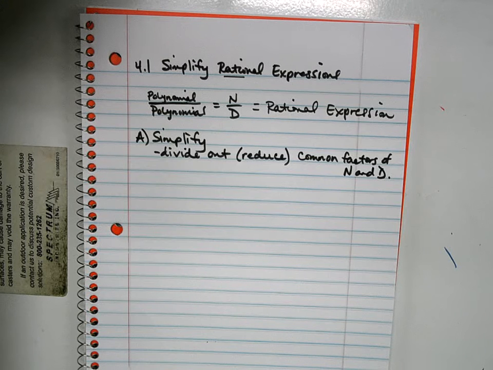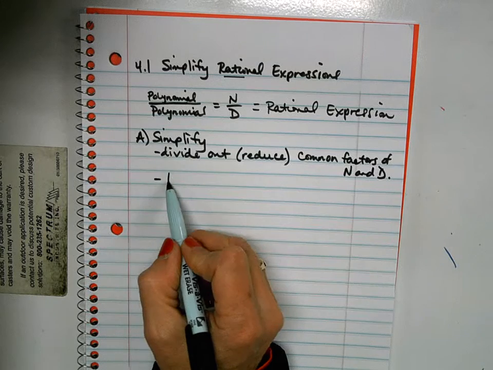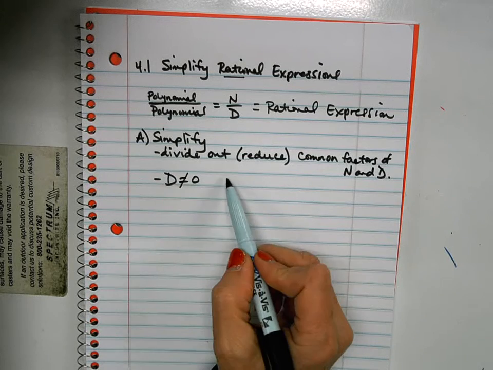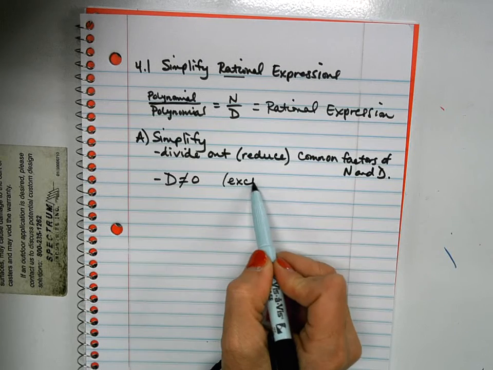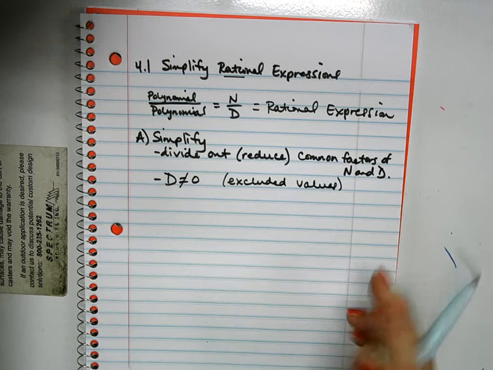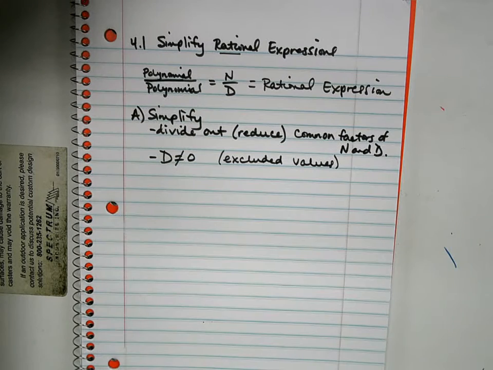We're going to have some what they call excluded values. The excluded values are when the denominator equals 0. Okay? And so what we're going to say is the denominator can't be 0. Whatever makes it equal 0 are going to be the excluded values. So if it asks you to find those, just look at any number that causes the denominator to be 0, we'd have to exclude. Whether we can cancel it or not, we're going to exclude it.